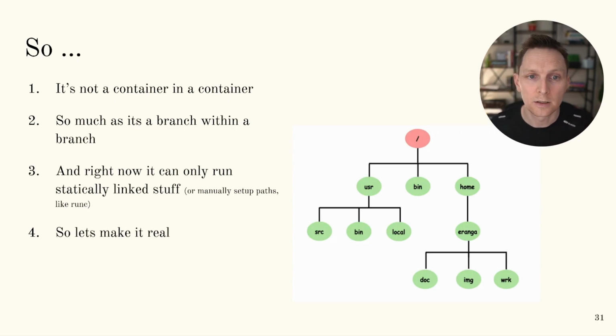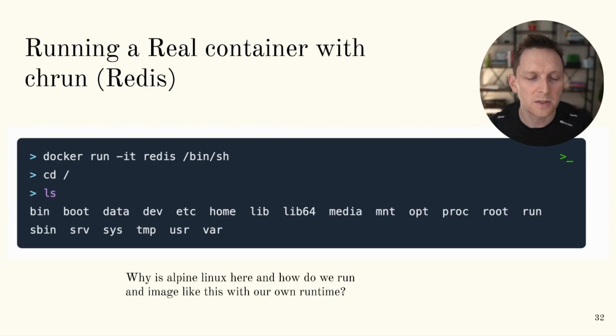So let's do that for real. I want to be able to take my Redis image and start up a shell in it and look around and see that everything's working, just like I can do with Docker. When I do that with Docker, though, it raises some more important questions. Like, why is all of Alpine Linux inside this container? And how can we start something like this Redis image with our own little runtime?